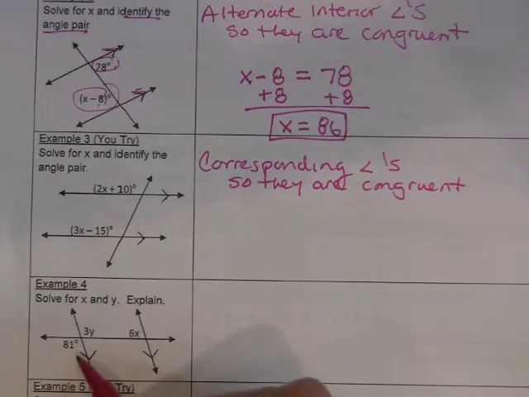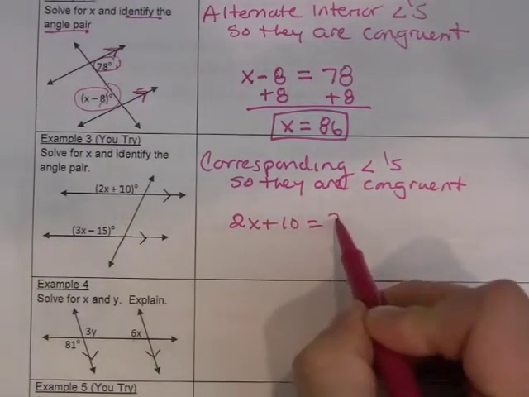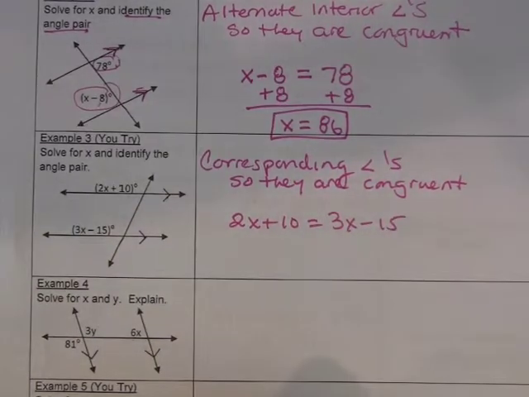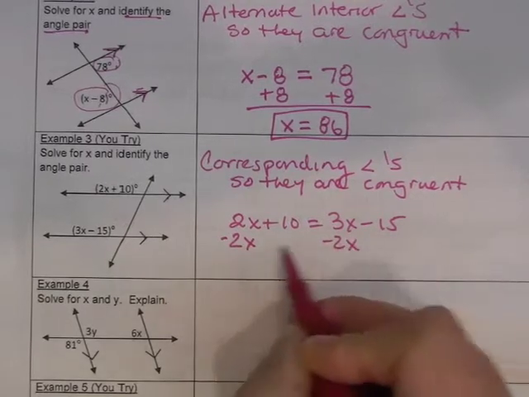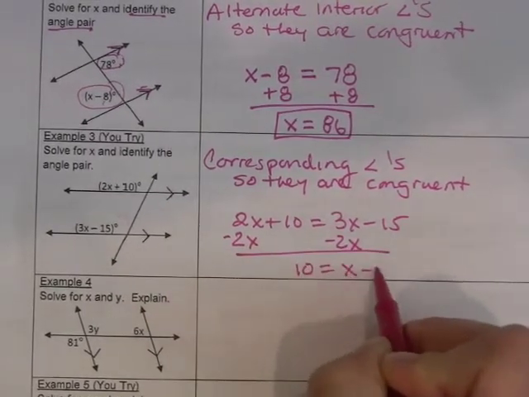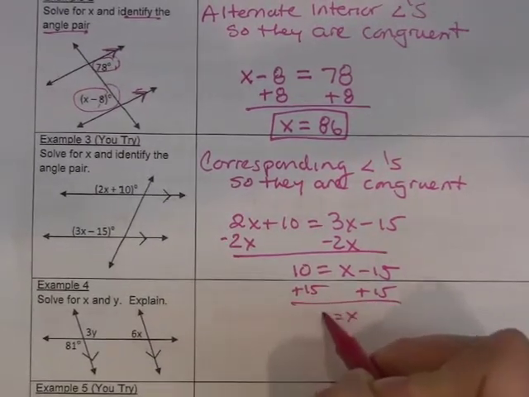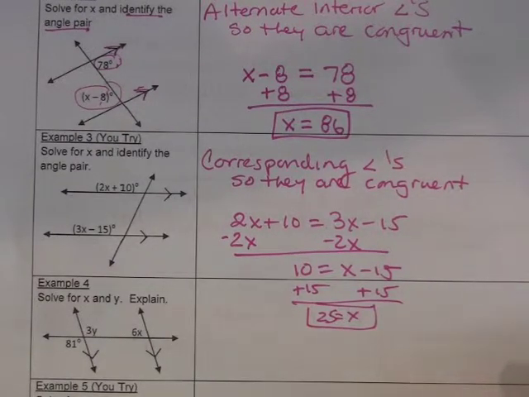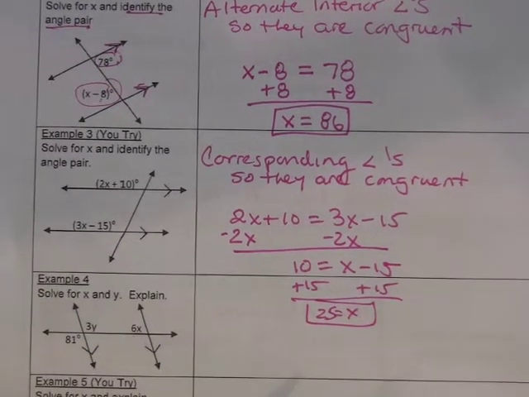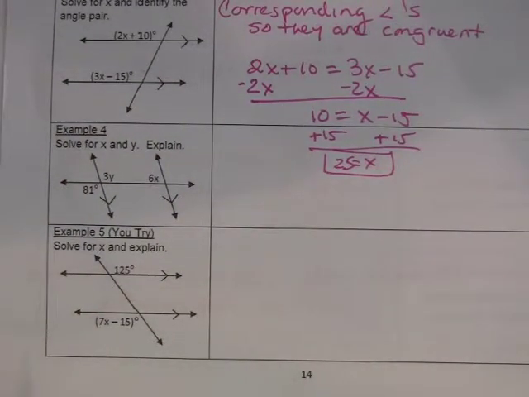So to solve for this problem, I would set 2x plus 10 equal to 3x minus 15. And now that we have our equation, we just solve from there. So you can minus 2x, which gives you 10 equals x minus 15. Then add 15 on both sides, so x equals 25. Any questions on that? Okay, so moving on to example 4.